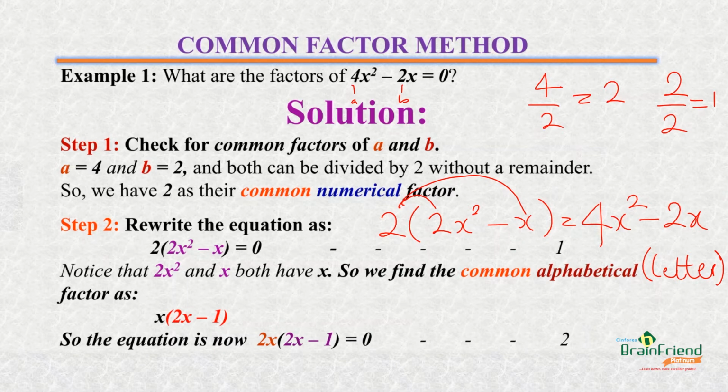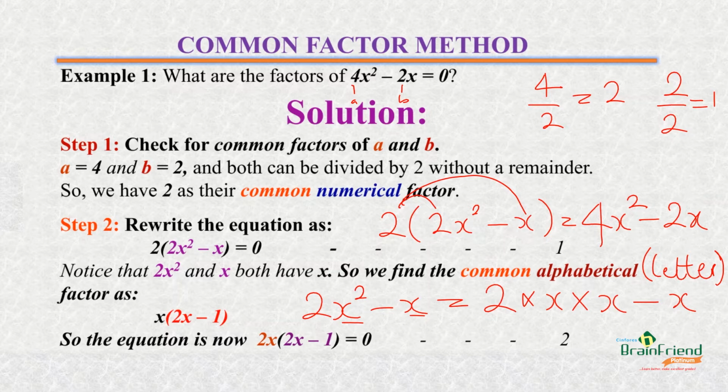Okay, notice that we have in the bracket 2x squared and x. Both of them have x in common. So we can find the common letter between them as x. This is what I mean. 2x squared minus x both have x, right? I can actually rewrite this equation as 2 times x minus x. So you can see that they both have x in common.